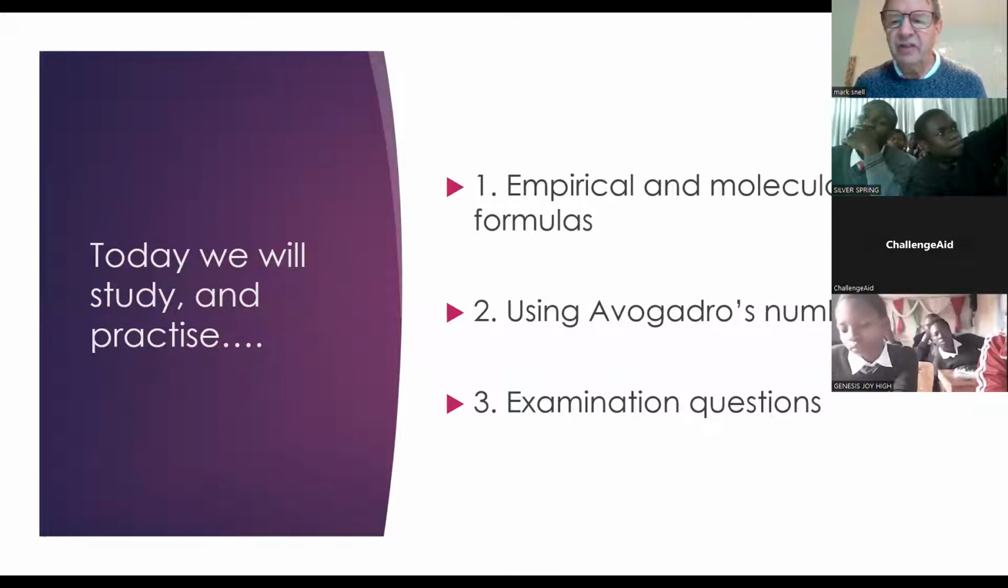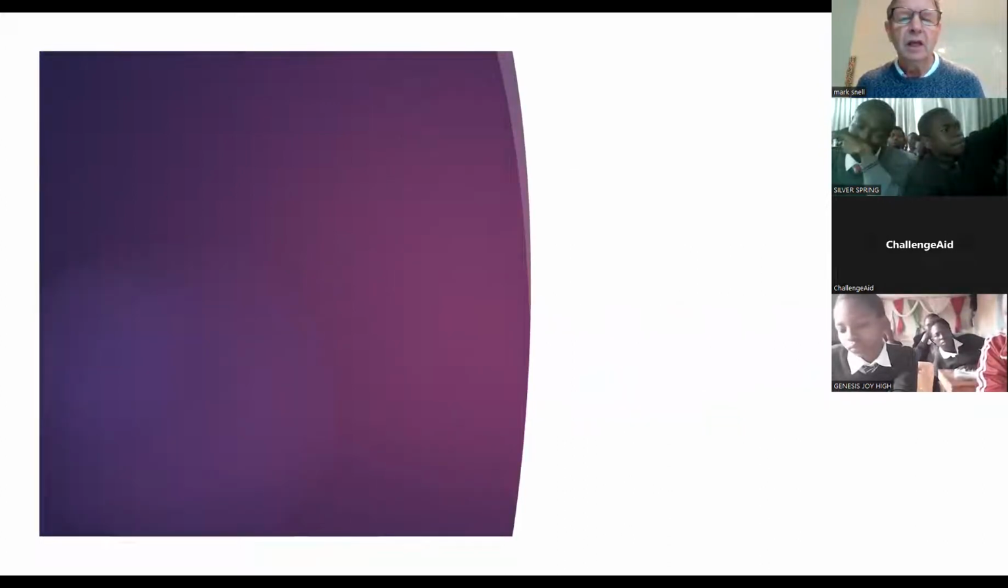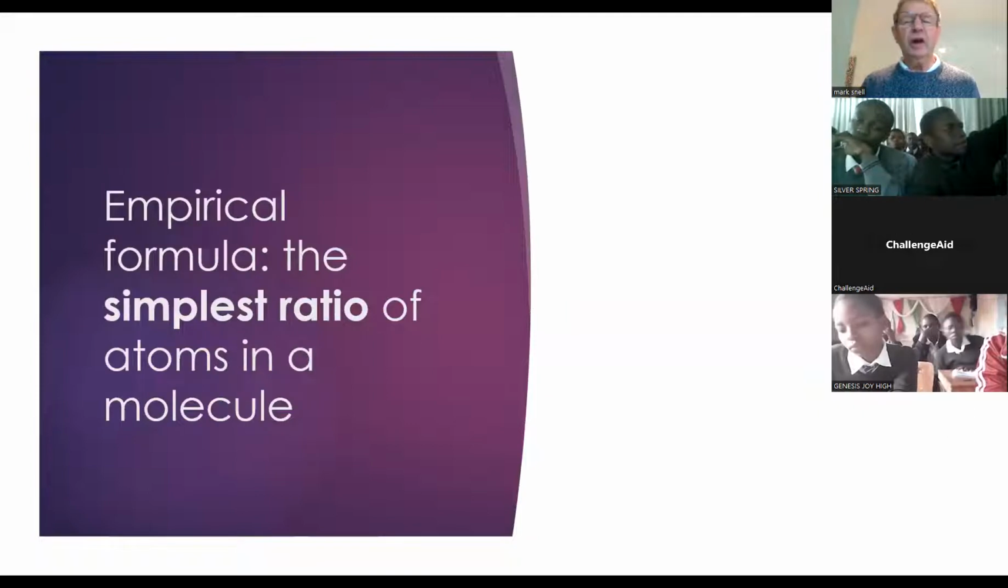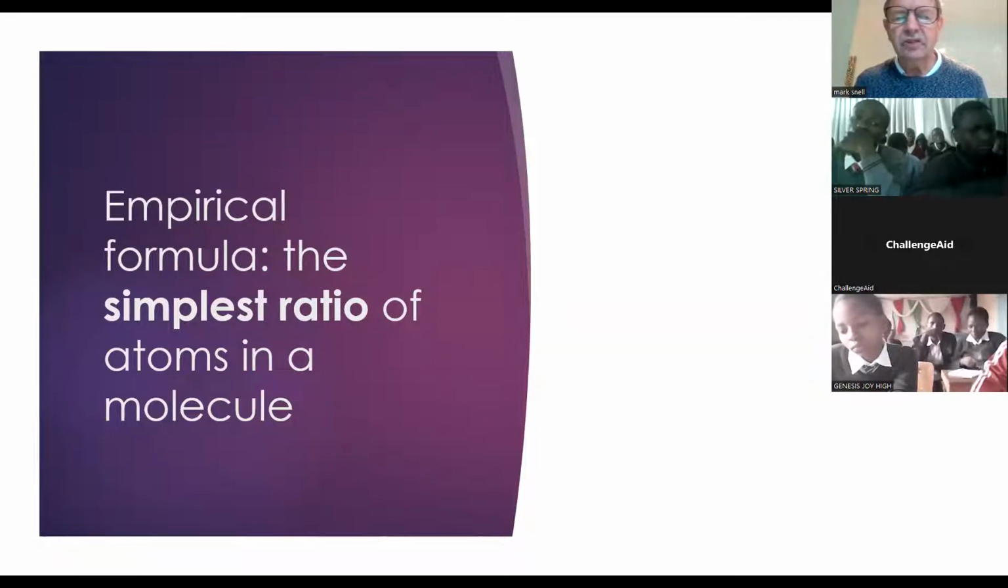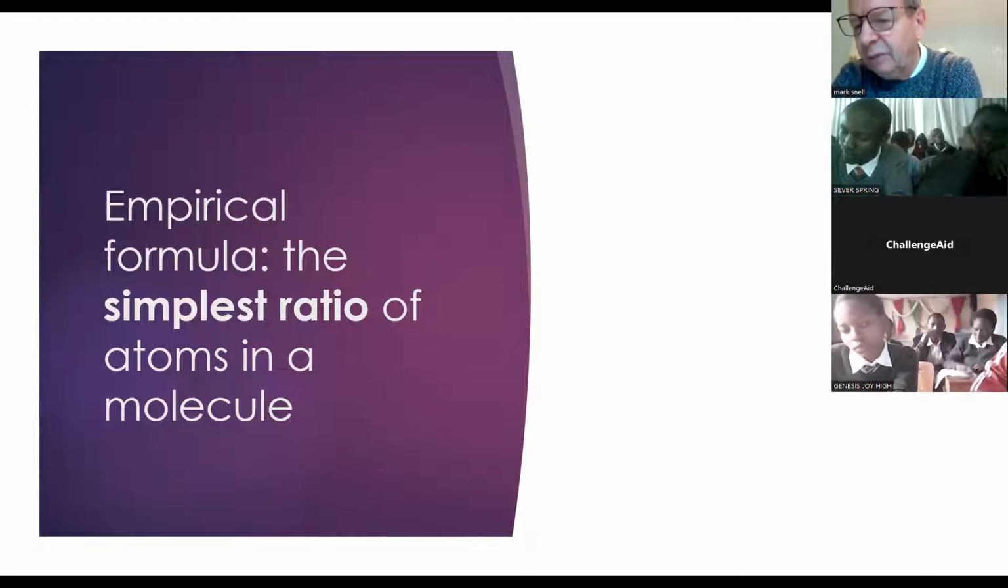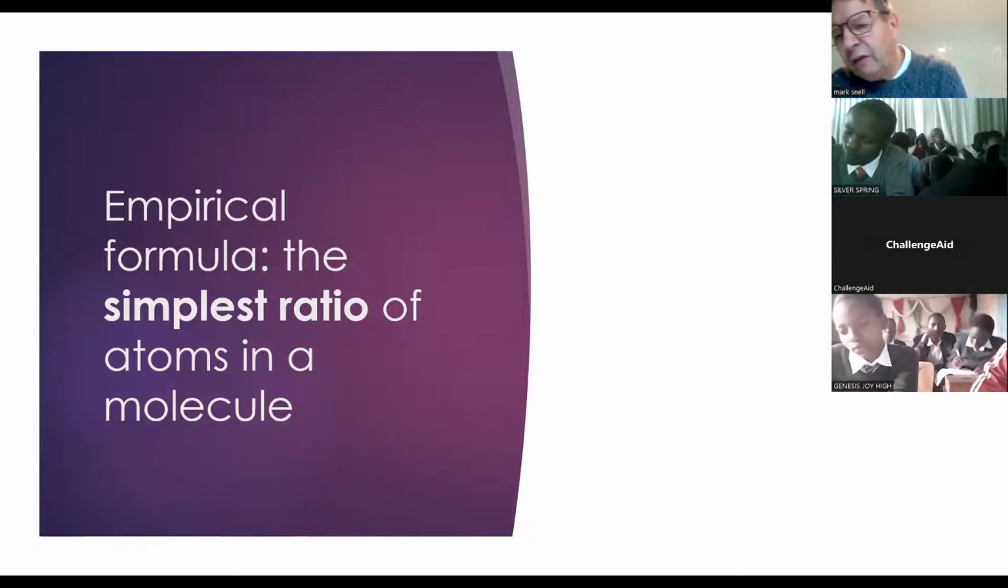Okay, don't bother writing that down. There's no point. So what we're going to do first is we're going to look at some empirical formulas. As we said, it's the simplest ratio of the atoms in a molecule. Okay, the simplest ratio of atoms in a molecule. If you don't already know that, it might be worth writing down.